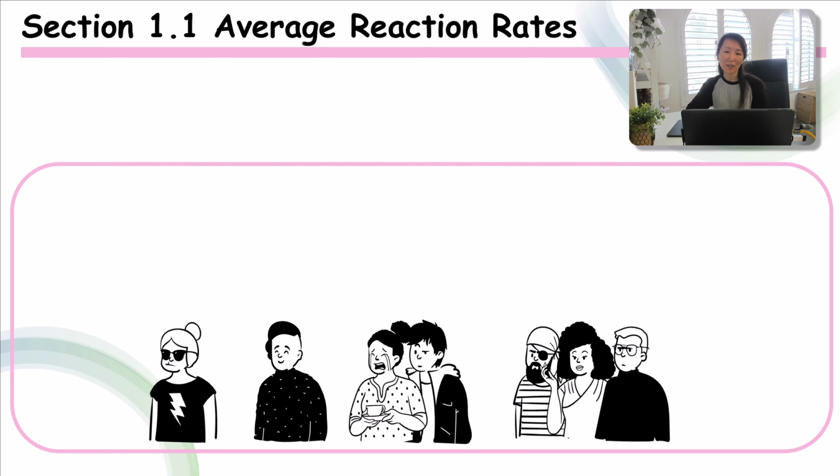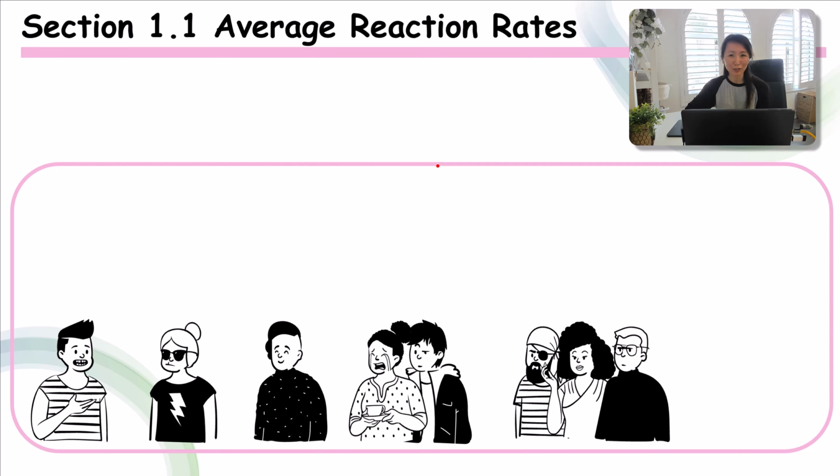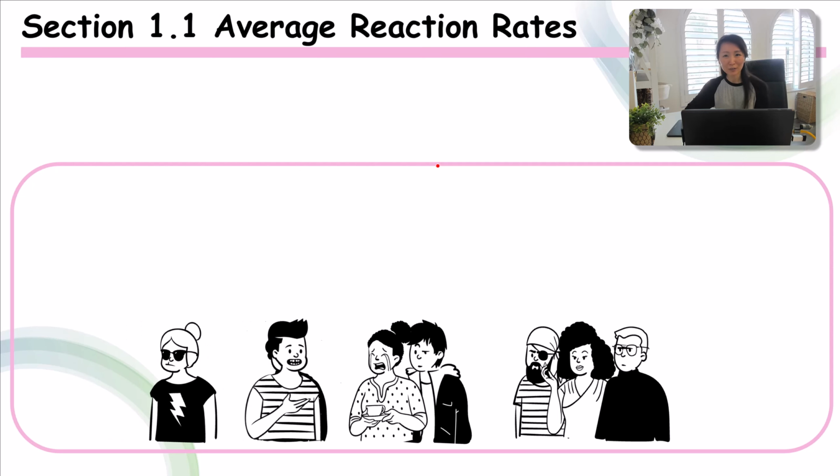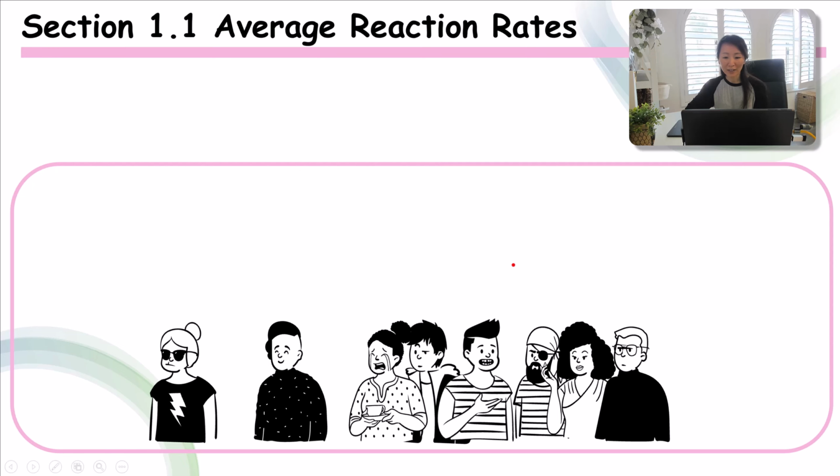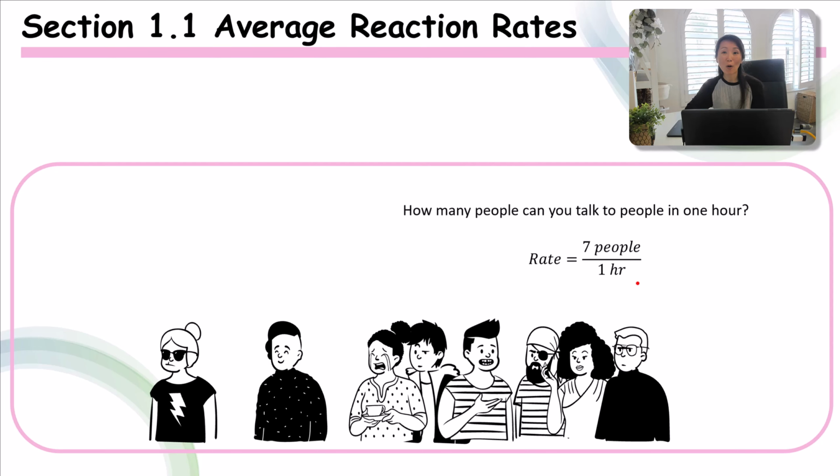In this video, we'll cover average reaction rates. Say that this is you right here, and you are about to talk to all these different people under 1 hour. Let's see how many people you're able to talk to under 1 hour. 1, 2, 3, 4, 5, 6, 7. So if I were to ask you, how many people were you able to talk to under 1 hour? You would say 7 people per hour. That's the rate in which you were able to talk to people under 1 hour.